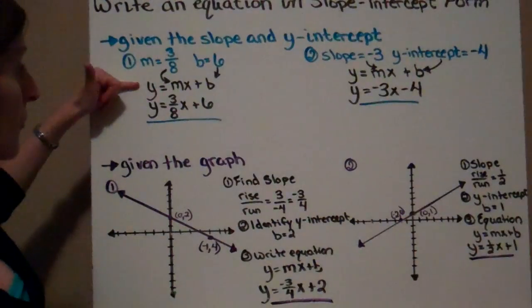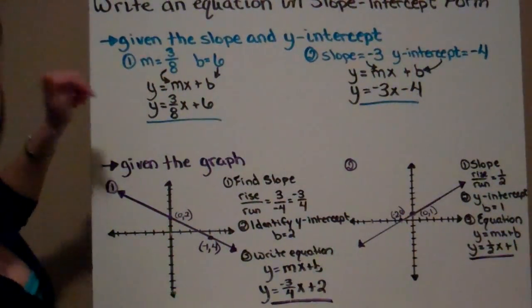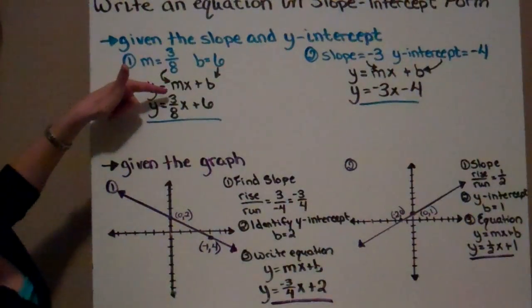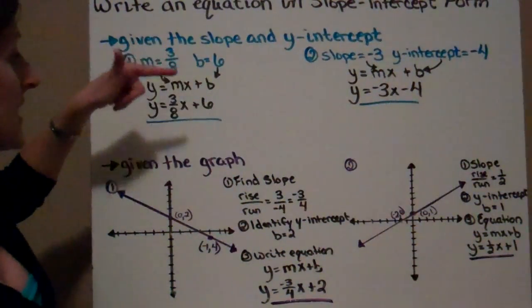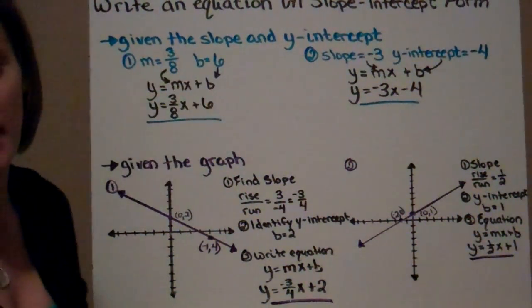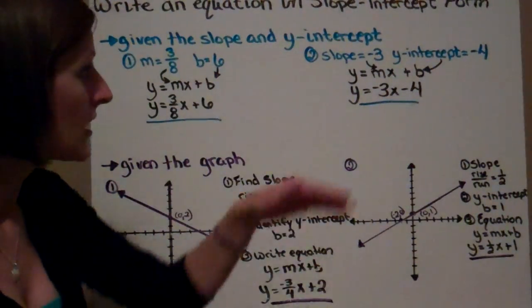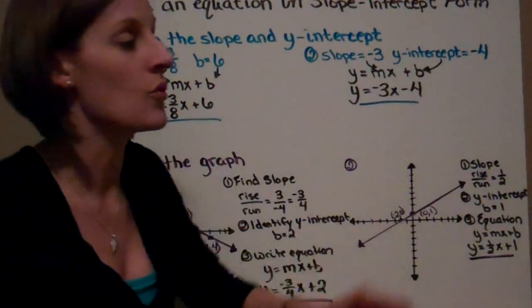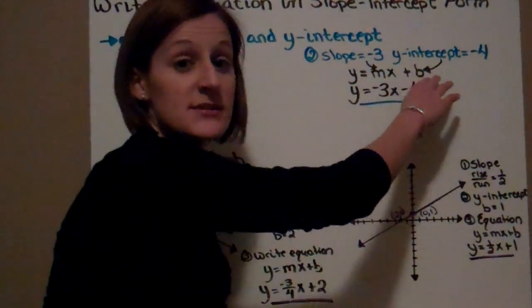So I take my form, y equals mx plus b. I literally take off the m and write 3/8 because that's my slope, and take off the b and write 6 because that's my b. And then there's your equation. On this one, our slope is negative 3 and our y-intercept is negative 4. So I take y equals mx plus b.